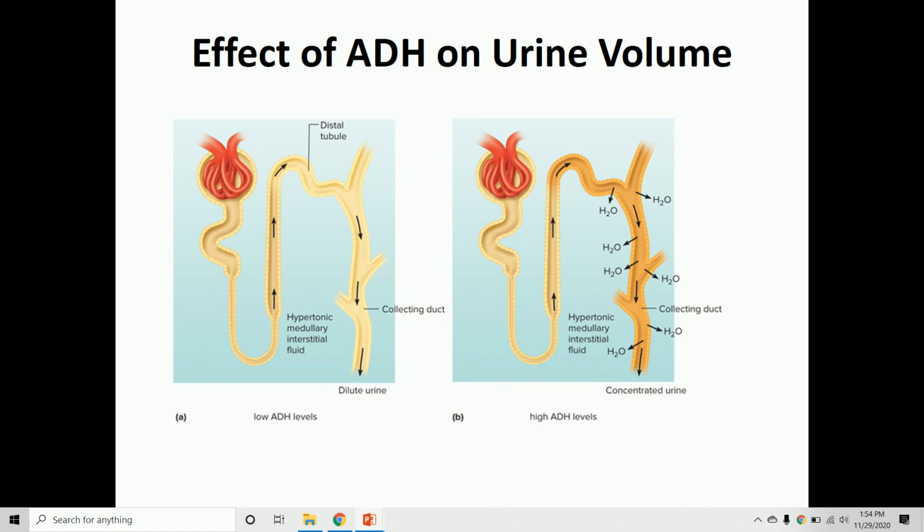So here you can kind of see the effect of ADH on the volume of urine and the concentration of urine. In the absence of ADH or during low ADH levels, we are going to produce diluted urine. In the presence of ADH, so in high ADH levels, we are going to end up concentrating urine. You see here that the aquaporins are going to allow for more water to be reabsorbed, and we end up making concentrated urine.